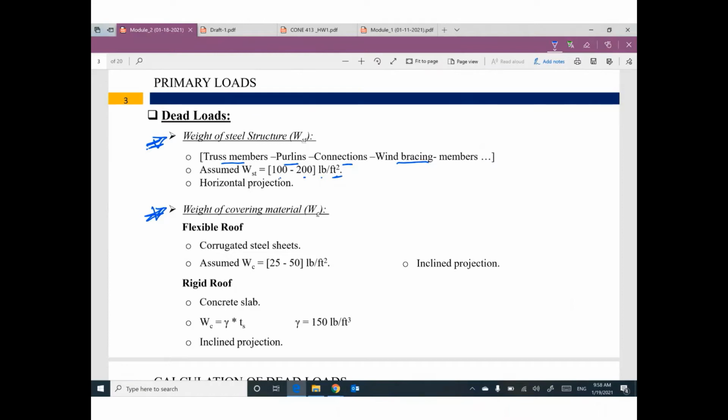And this type of load, which is the weight of the steel structure, is horizontal projection. Keep it in your mind. Horizontal projection.